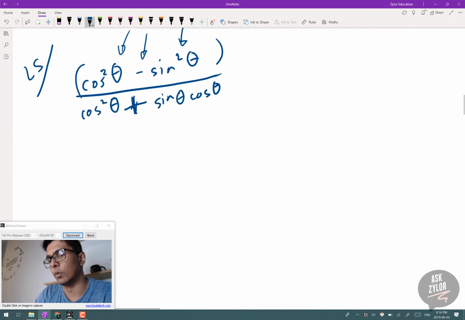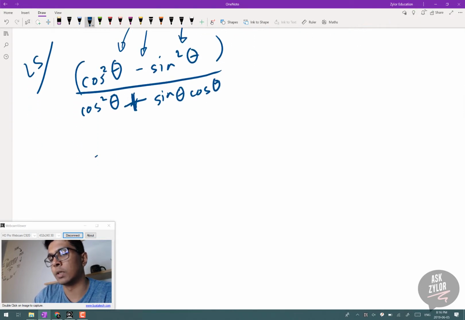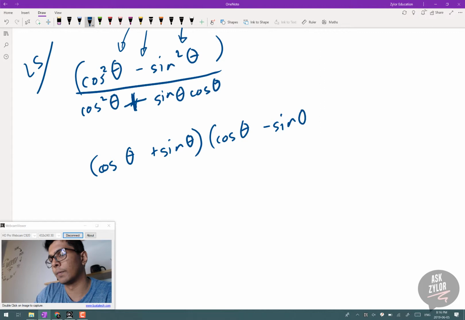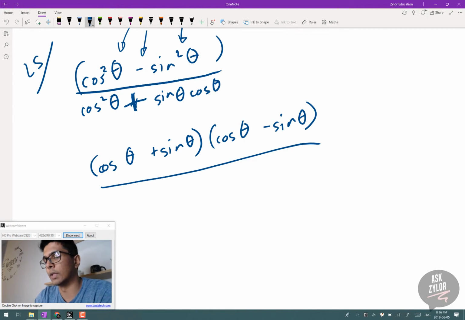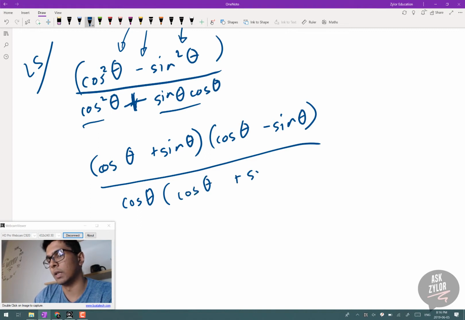So we could express that in factored form to say cos theta plus sine theta multiplied by cos theta minus sine theta. All this is divided by the denominator, and from the denominator we should see that there's a common term in both of them, that there's cos theta in the first and the second term, so we can factor that out. So I'm going to factor out the cos theta to give me cos theta plus sine theta.